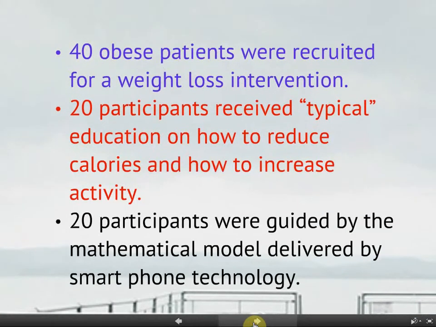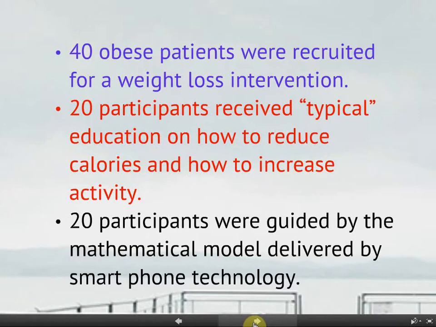We actually clinically tested this a few years ago. Corby recruited 40 obese patients. 20 of the participants received typical education that you would get in any weight loss intervention. In fact, Pennington's one of the sites where they have these great interventions. And so they're the site for Look Ahead, they're the site for diabetes prevention program. So they know how to do the typical education style where they come in weekly for weigh-ins. And so that's what they did with those 20 participants.